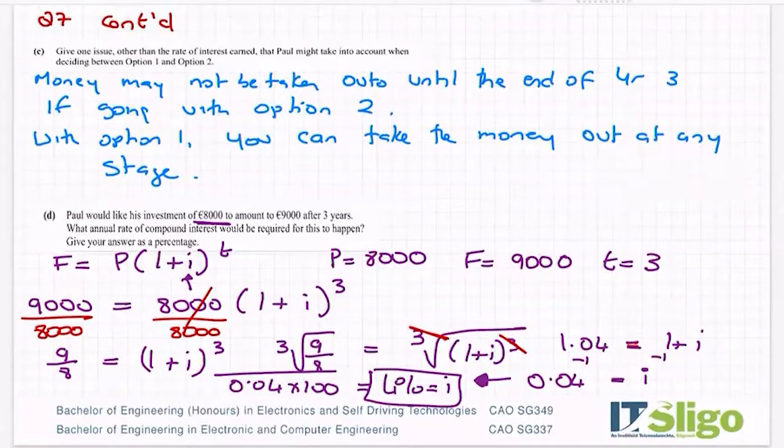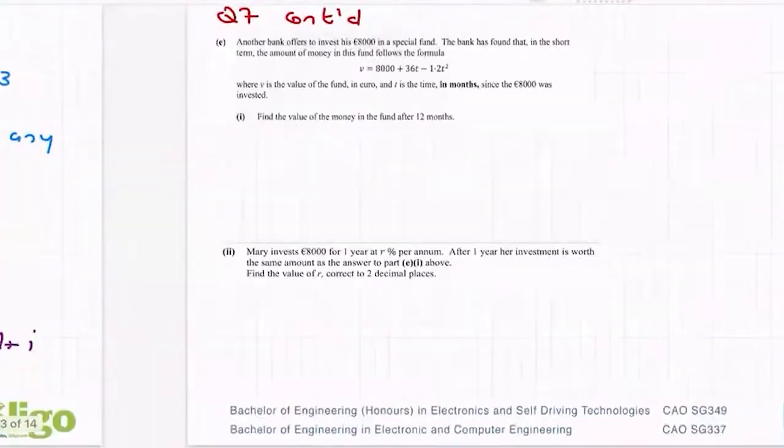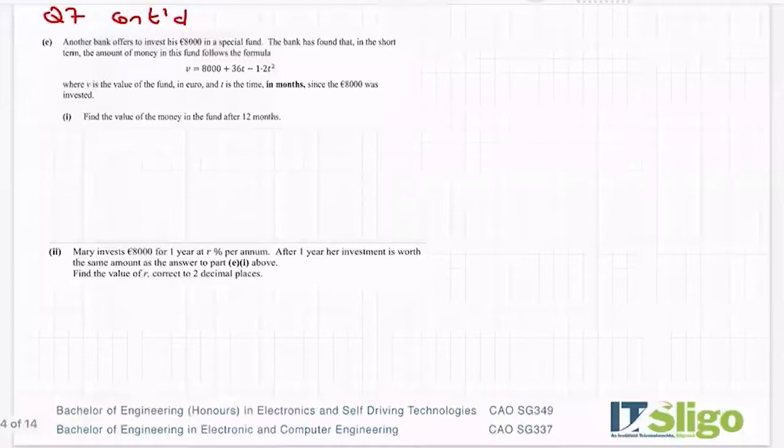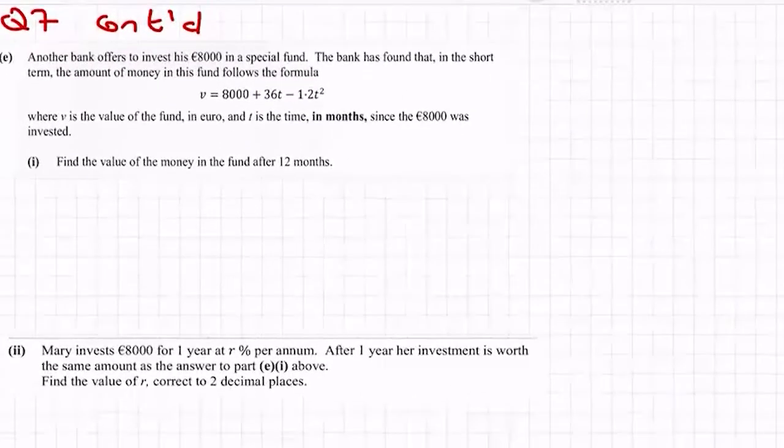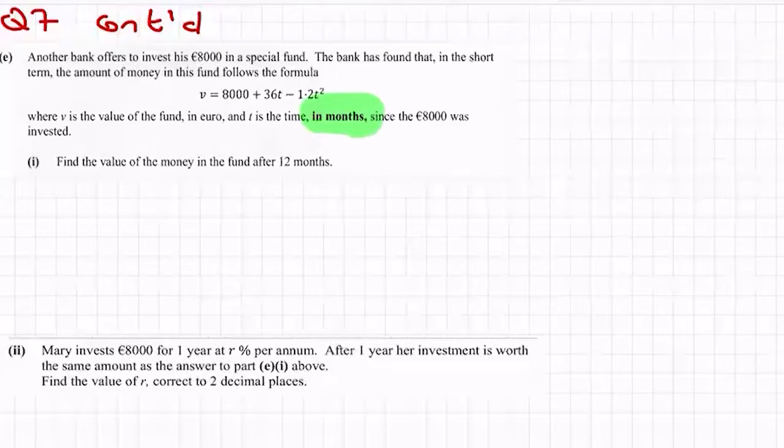Okay, so that's why the cubed one cancels with that. Okay, so that question was difficult enough. And then part E. Another bank offers to invest his 8,000 in a special fund. The bank has found that, in the short term, the amount of money in the fund follows the formula V equals, where V is the value of the fund in euro and T is the time in months. Since the 8,000 was invested, find the value of the money in the fund after 12 months.